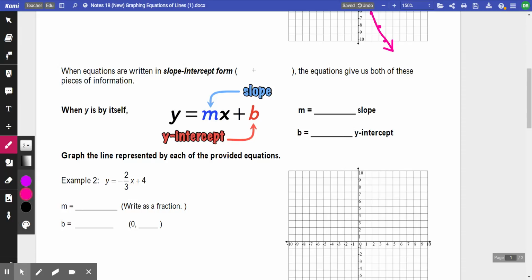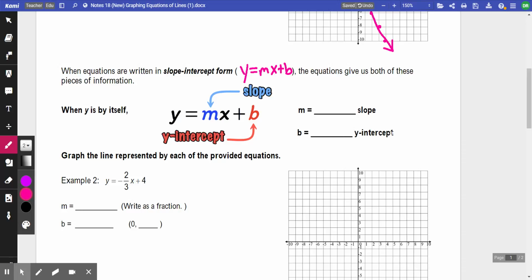Now, sometimes we're going to be given a very specific starting point, and that starting point is going to be called the y-intercept. The y-intercept is where the line will cross or intersect the y-axis. The slope-intercept form is what we have right here. Slope-intercept form is the formula y equals mx plus b. So y is your dependent variable, x is your independent variable, m is your slope, and b is the starting point. But it's a very specific starting point.